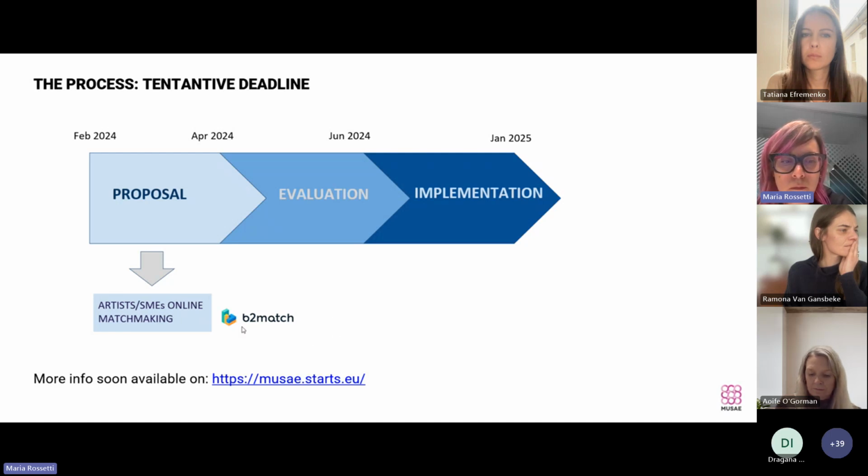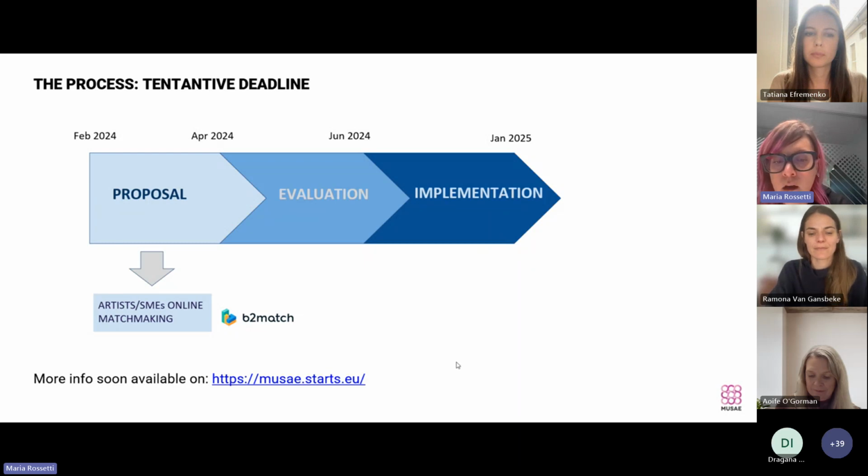For that, we will use the B2Match platform, which we are currently setting up. All information regarding the B2Match tool, that is these online matchmaking events, as well as the FAQ regarding the open call and the publication of the guide for applicants, will be issued directly on the official page of the MUSAE project, which you see here, where you can also stay up to date on future deadlines and especially future webinars. I would like to remind that all the participants who agreed and are participating now in this webinar will also automatically receive news regarding the published announcement of the guide for applicants, as well as the announcement of the dates of the online matchmaking, and will be informed on further activities and details.